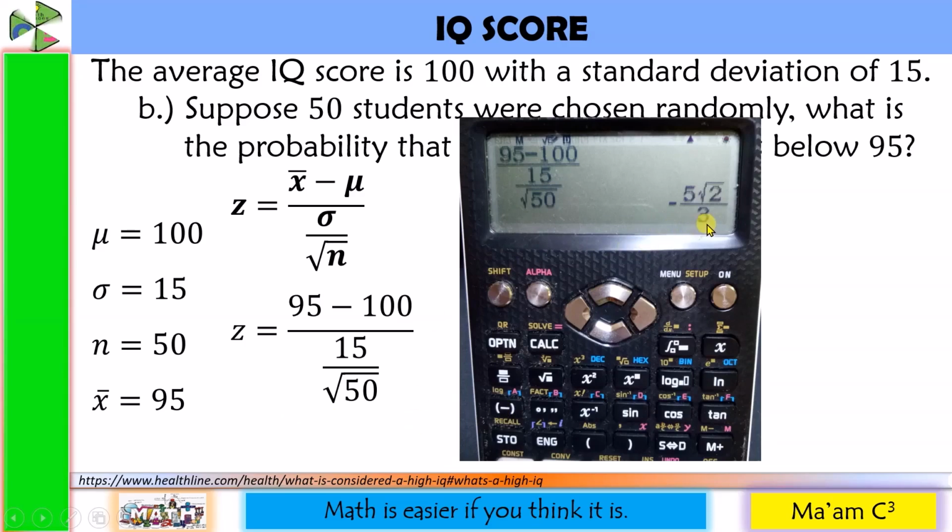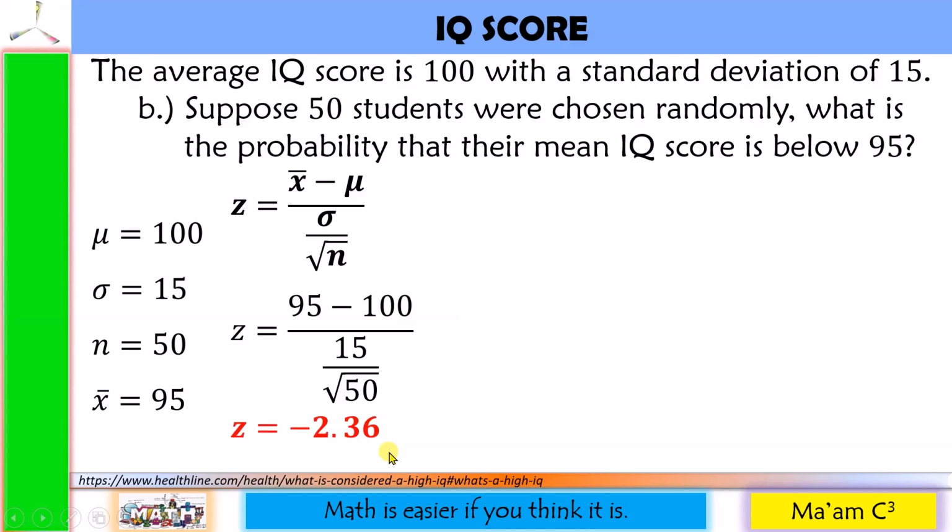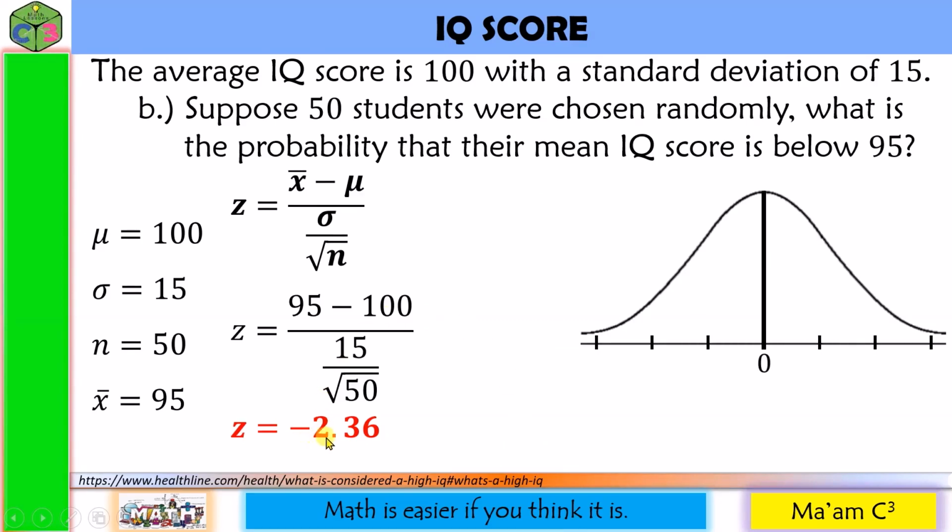To have the decimal form of this, simply press this one. So rounding off to the nearest hundredths, this will be negative 2.36. Now, let us sketch the normal curve. Let us locate negative 2.36, negative 1, negative 2, then somewhere here is negative 2.36. Let us analyze. We are looking for below 95. So below negative 2.36. If it is below, then that is going to the left.